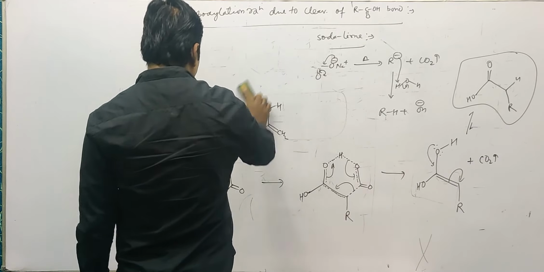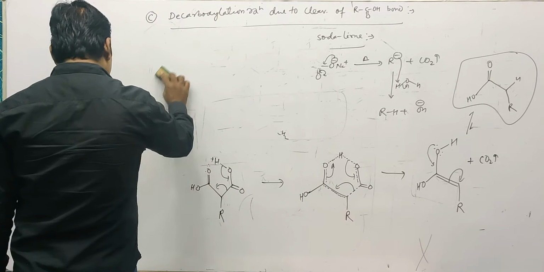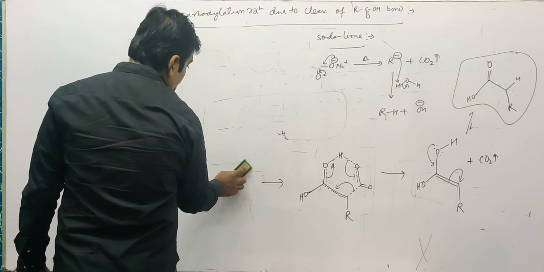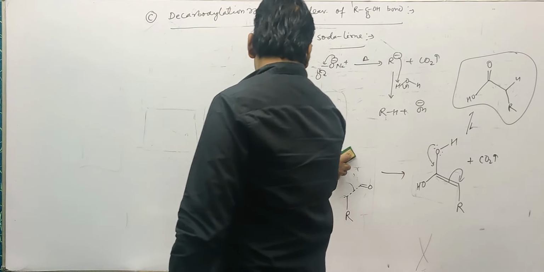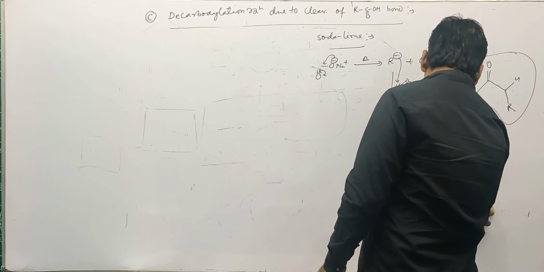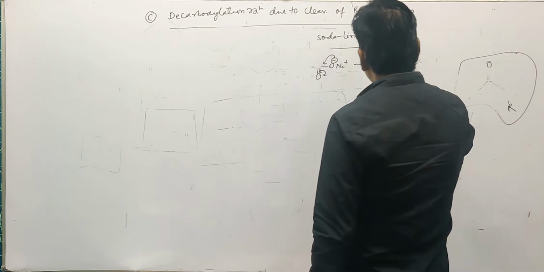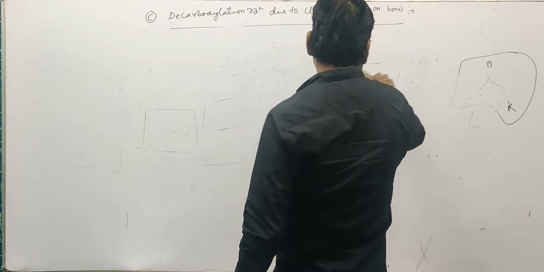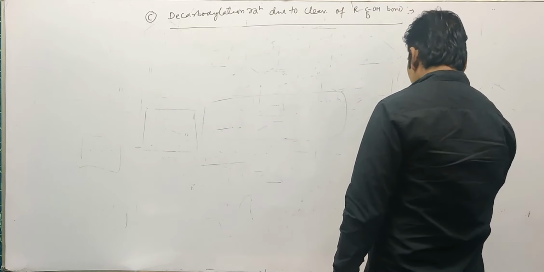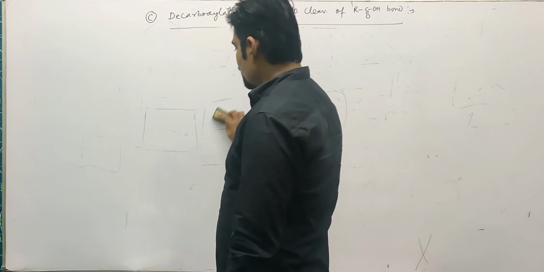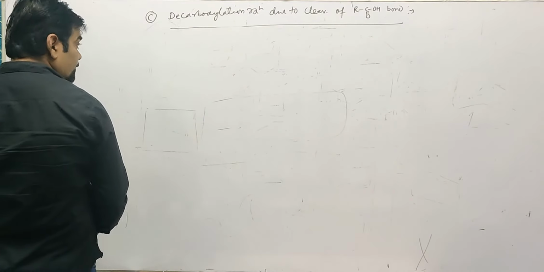So for this decarboxylation by heating carboxylic acid or by using soda lime, we simply need to see the stability of the carbanion which is being formed. The greater the stability of the carbanion, the greater will be the rate of reaction towards decarboxylation.